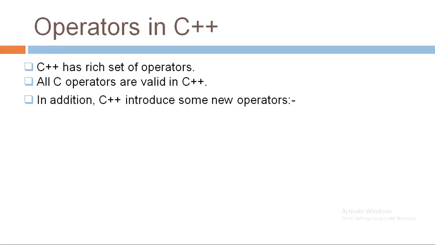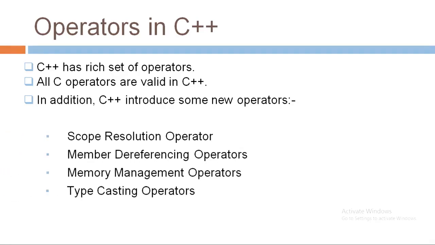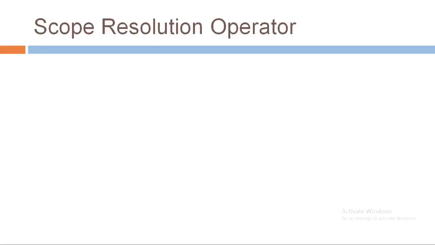Friends, as we all know, C++ is a superset of C language. That means all the operators available in C are also available in C++. In addition to those operators, C++ introduces some new operators like scope resolution operator, member dereferencing operator, memory management operator, and typecasting operator. Let's see the first one, scope resolution operator.